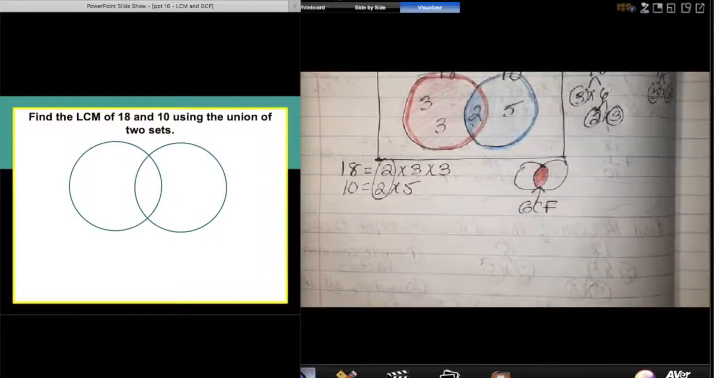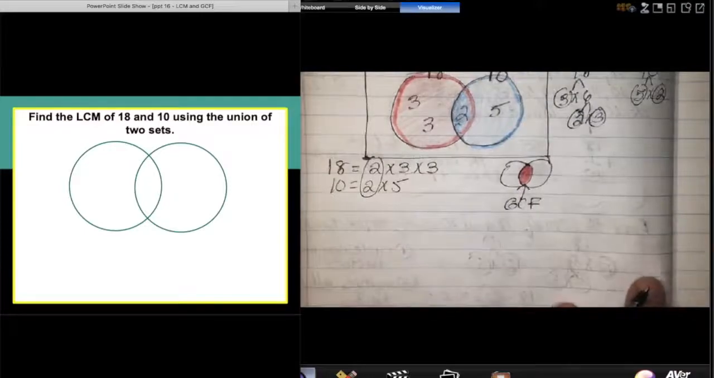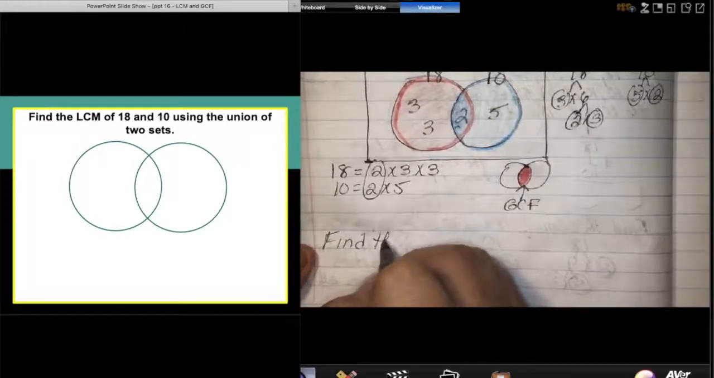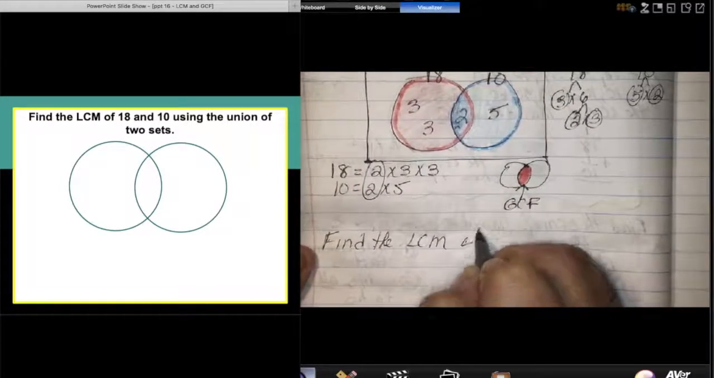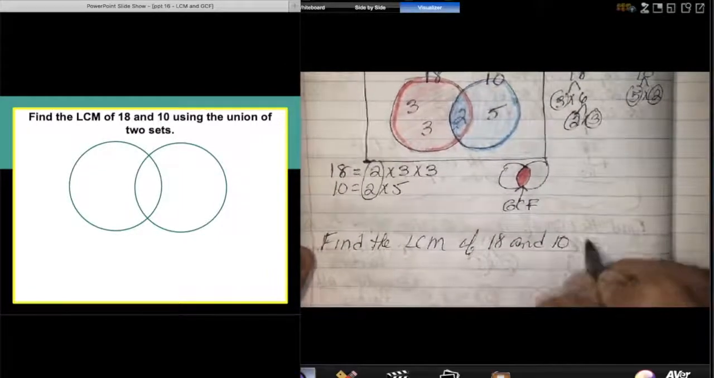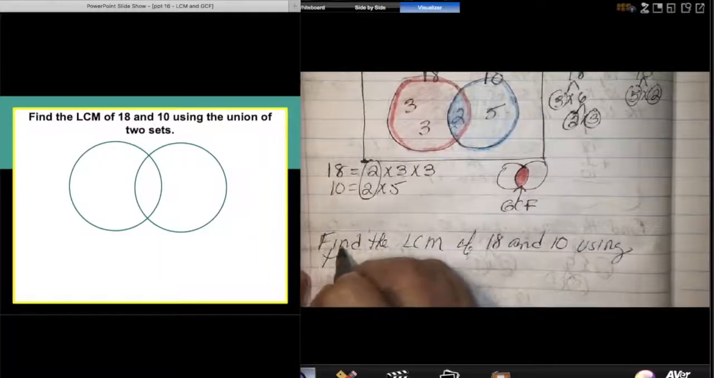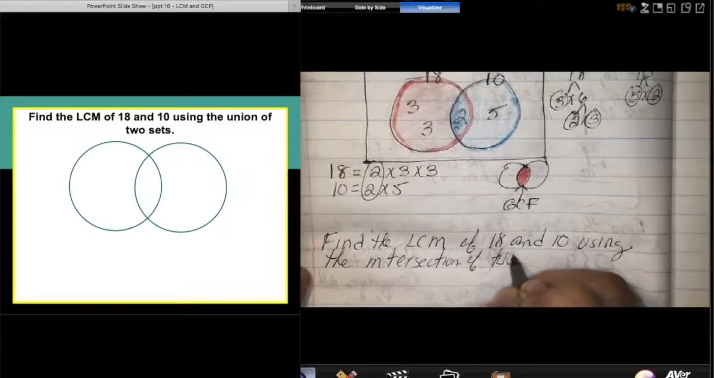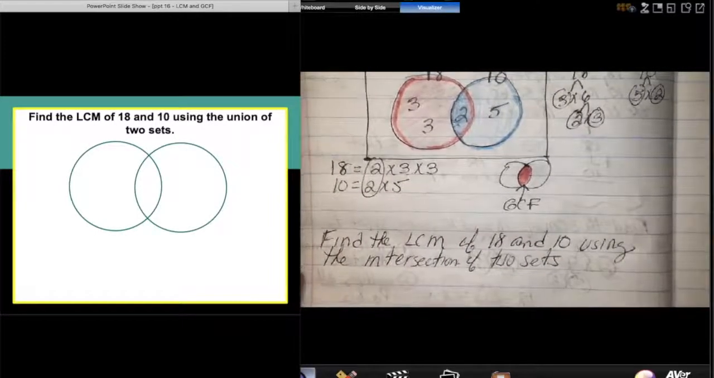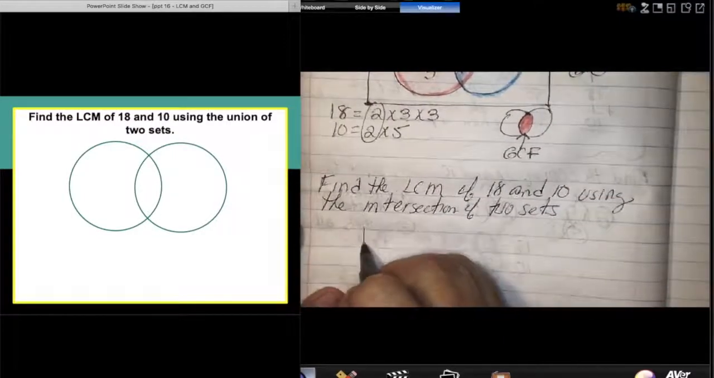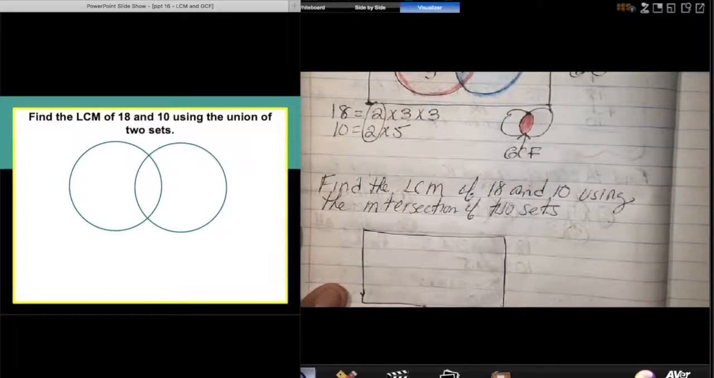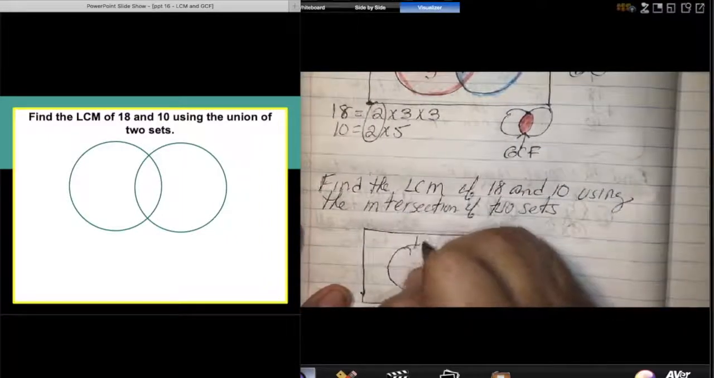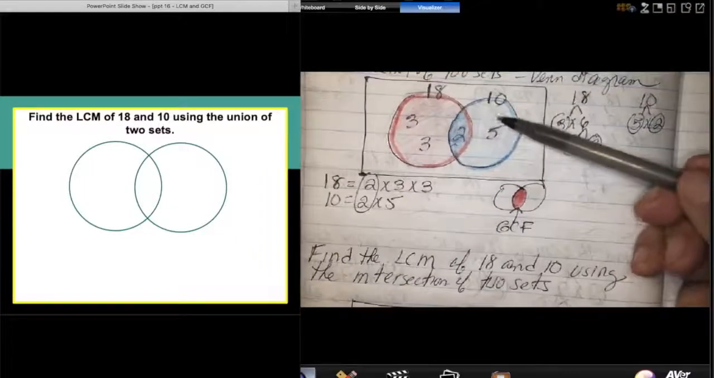Now, we could also find LCM using this method. So let's write that down here on the bottom underneath. Find the LCM of 18 and 10 using the intersection of the two sets, known as a Venn diagram. I'm going to repeat it just so it'll be in my notes. I'll draw a small Venn diagram with two overlapping circles. We already did the prime factors. I'm going to put 18 and 10 on, just like I did earlier.